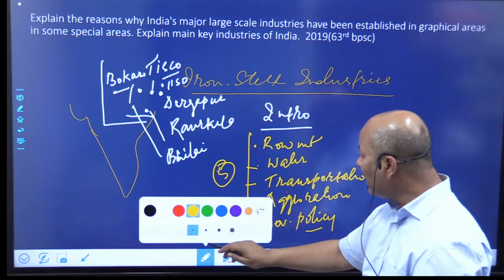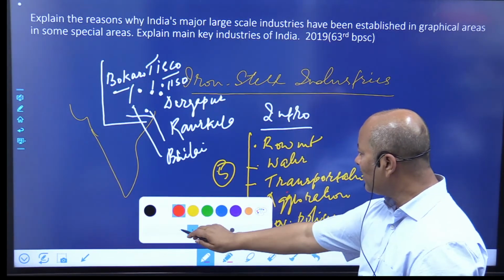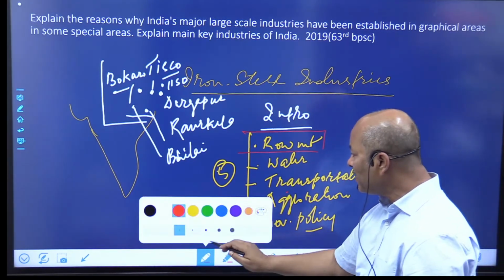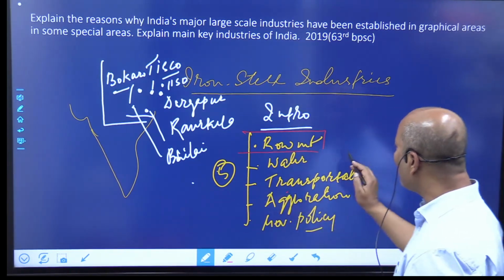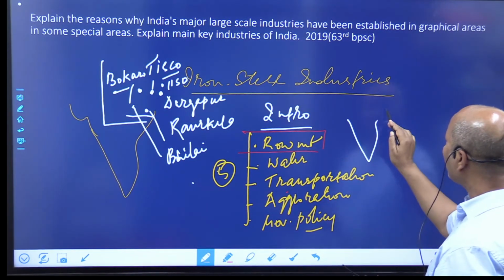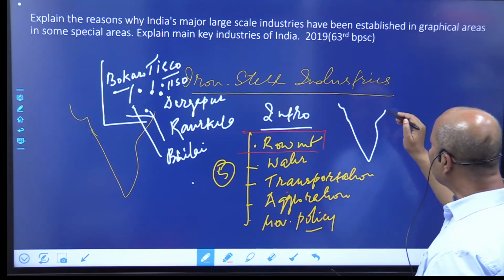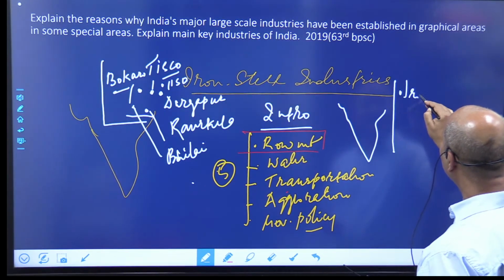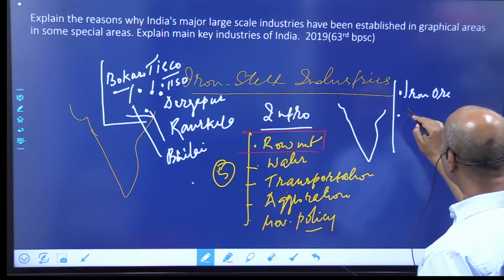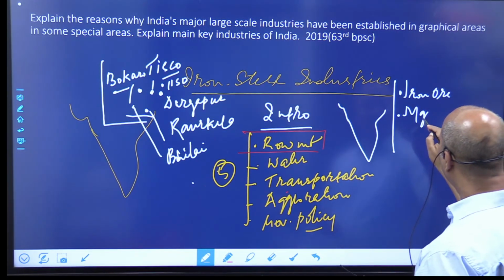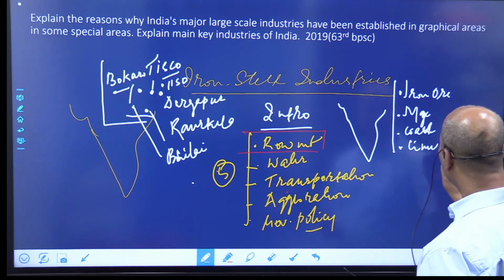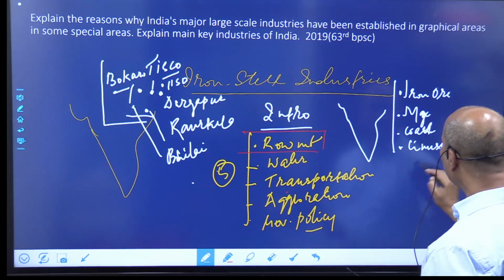Then come to the analysis of these factors, or the location of this industry due to raw material. So for this purpose, you draw a quality map, a proper map, of the location in the peninsular part of India. See, in this area, we can go for the elaboration of iron ore, manganese, coal. We have limestone, and we have chromium.